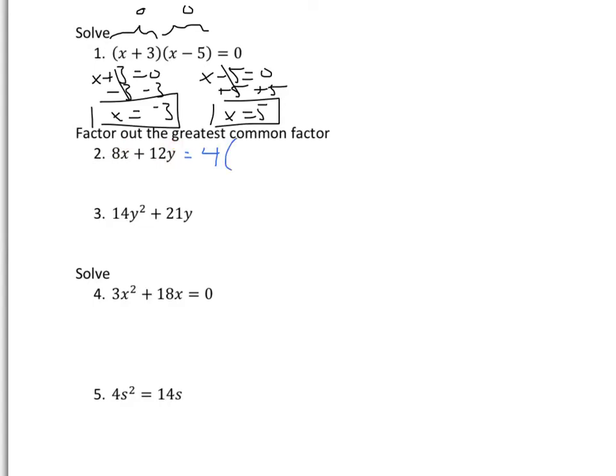But if you take a 4 out of 8x, you're going to be left with 2x still. And if you take a 4 out of 12y, you're going to be left with 3y. So that would be the final answer.